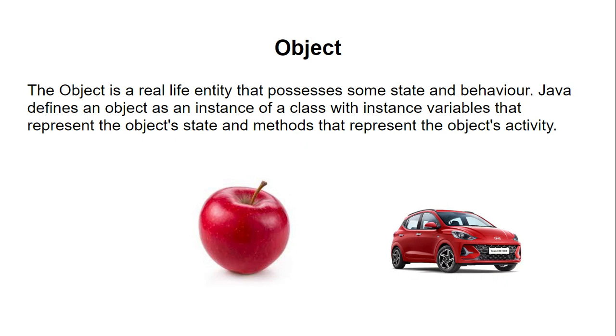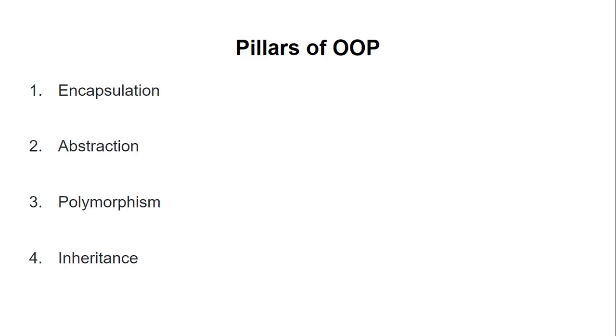But here I just wanted to let you know that apple is an object which has some properties, like it has some color, it has some taste. Apple is an object of the fruit class. In the same case, if we talk about this car Hyundai, this is an object of which class? Car. So this is about objects and classes.